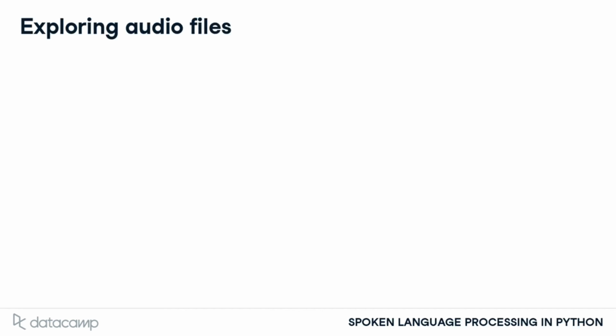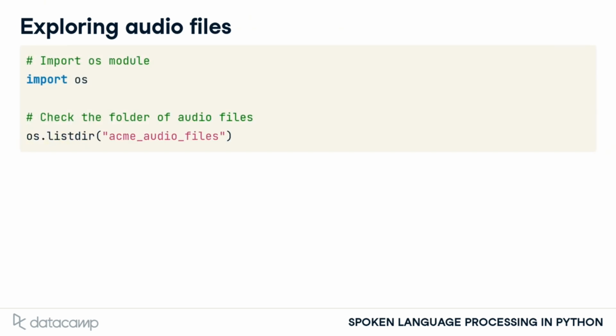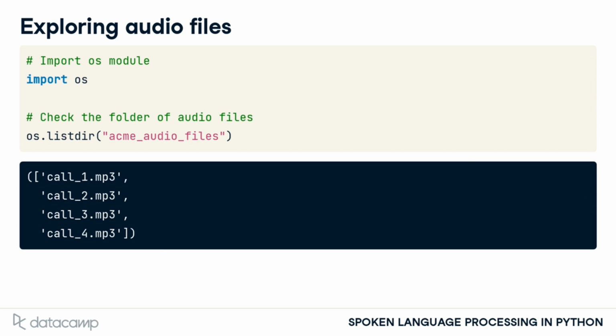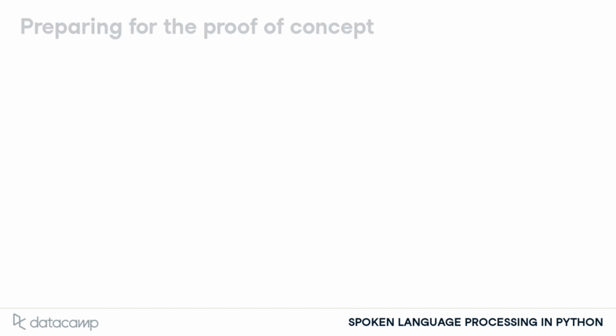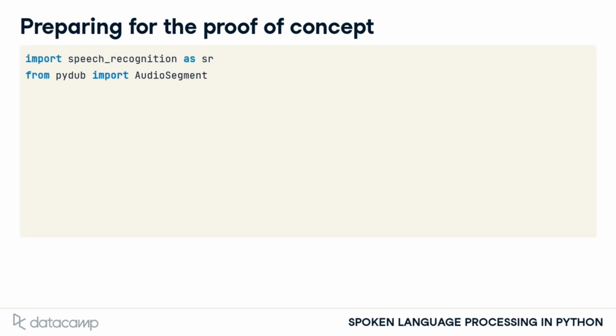You open the folder of audio files Acme have sent through using the OS module's list_dir function and notice they're all in the MP3 format. You've seen this before, but before continuing, you decide to write down a list of things you're going to do to prepare for building the proof of concept. The first thing will be to listen to a few of the files using your media player or Pydub's play function to get an understanding of what you're working with, and then to transcribe one of them as soon as possible using Recognize Google so you have a baseline to work off.